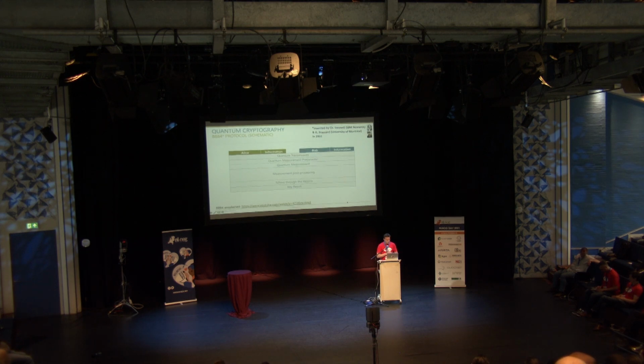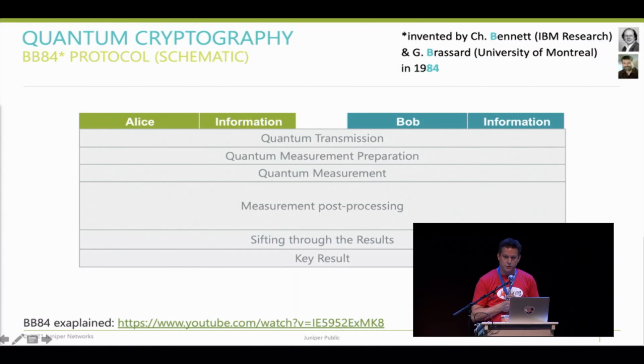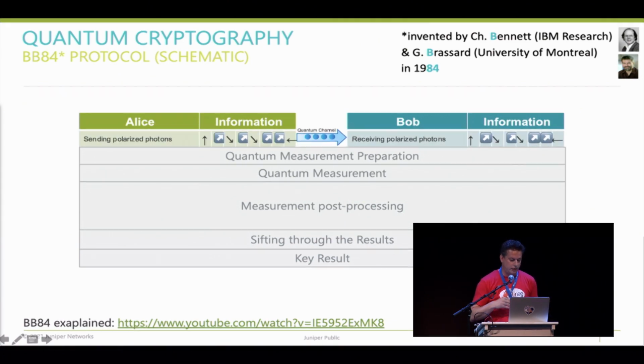So a protocol was invented in order to use these quantum aspects to transport a key from Alice to Bob. It's called BB84, named after Bennett and Brassard, who invented this protocol in 1984. Just to give you an idea how it works, Alice sends polarized photons towards Bob, and these photons can be in, as we saw, different superpositions.